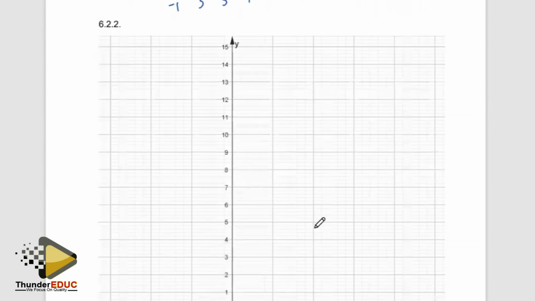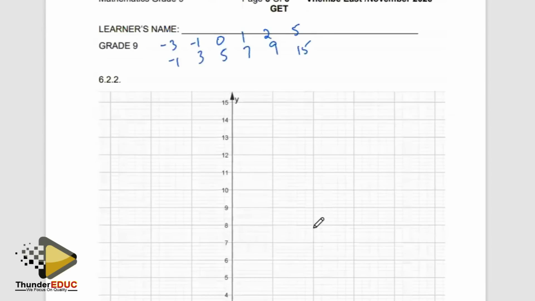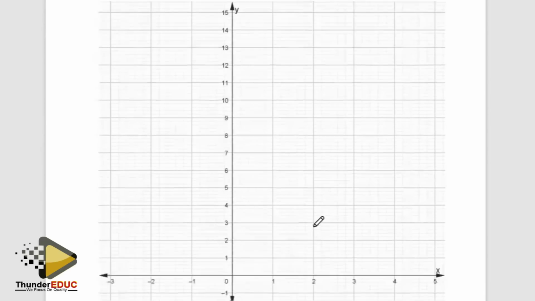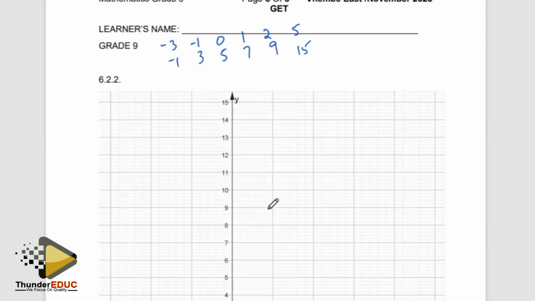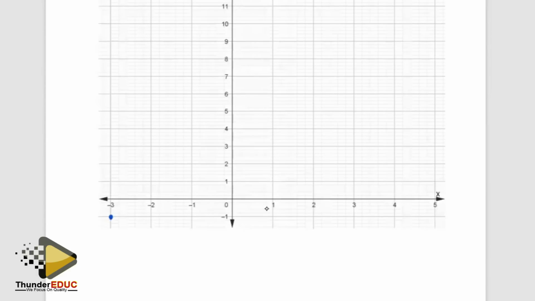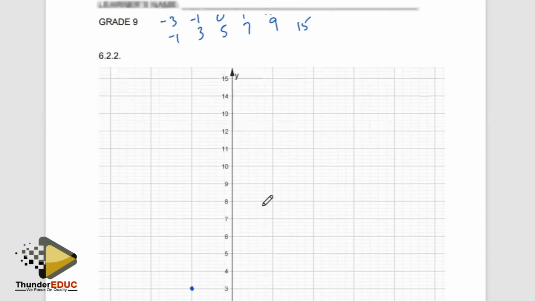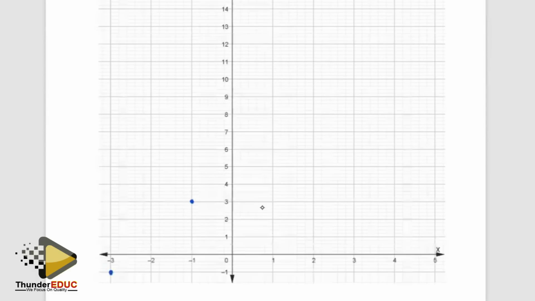So when I look at negative 3 for x, negative 1 for y. That is the point of interest. Then we have negative 1 for x and 3 for y. So negative 1 and 3. There we go. Then we have 0 for x and 5 for y. 0 for x is here, 5 for y is there. And then we have 1 for x and then 7 for y. 1 and 7.